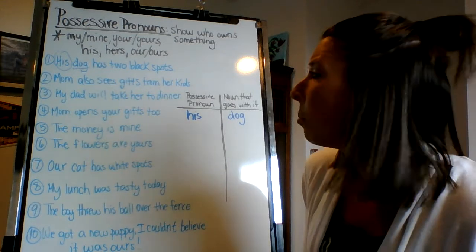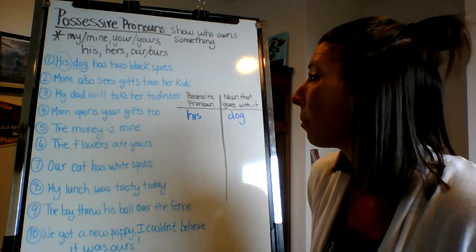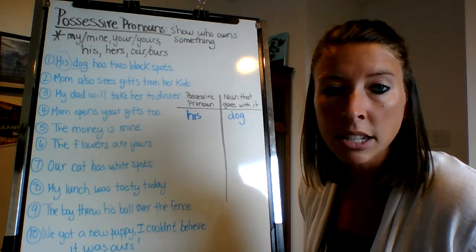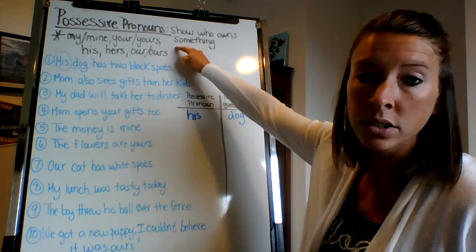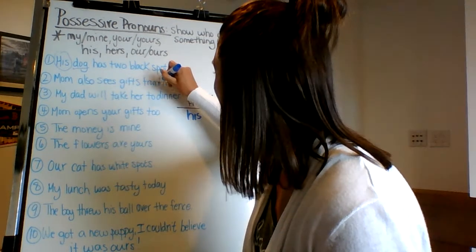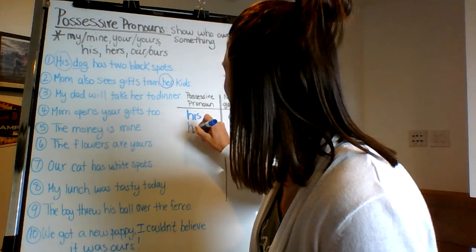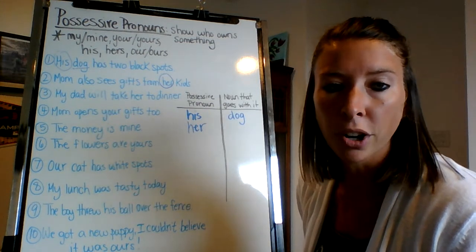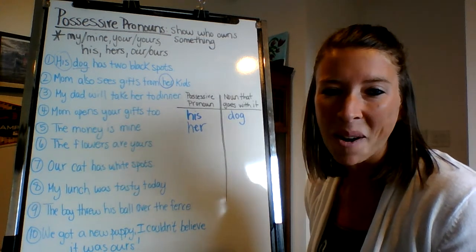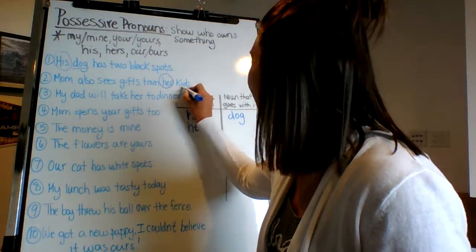I'll read it to you again. Mom also sees gifts from her kids. First thing you got to do is find the possessive pronoun. It's one of these words. Did you find it? Did you say her? And write down her. Now, what is the noun that goes with it? What belongs to her? Usually, here's a little hint. It's right next door to the possessive pronoun. Her kids.